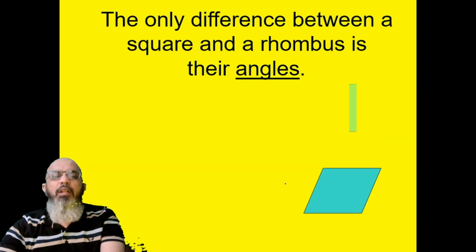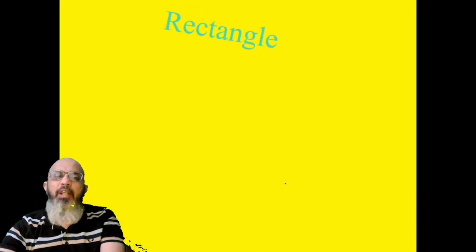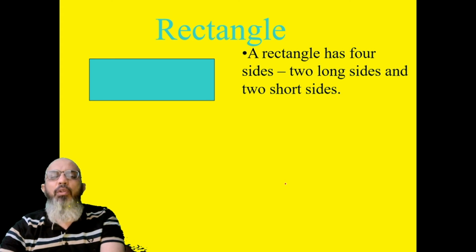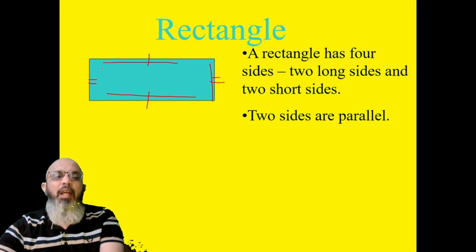The only difference between a square and a rhombus is their angles, as I told you earlier. So now we have a rectangle. What is a rectangle? A rectangle is a four-sided figure, but it has two different side lengths, meaning opposite sides are equal. This side is equal to this one and this side is equal to this side. But it has four right angles, and the other property is that the lines are parallel. These two opposite sides are parallel and these two opposite sides are parallel, right?